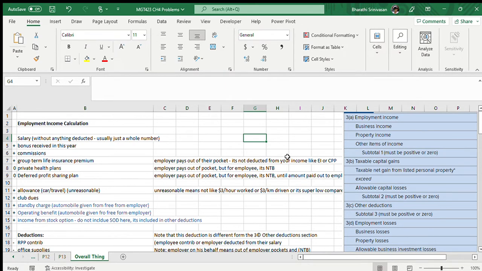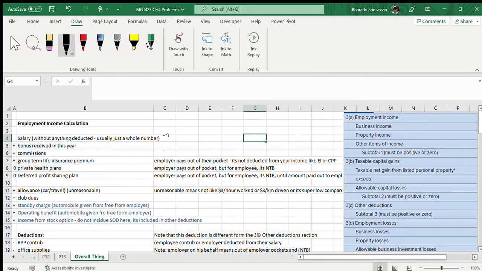To start off, employment income is made up of salary plus any bonuses and any commissions that you get. Also things like director's fees, anything you get from serving on a board of directors. All your normal salary stuff, okay?